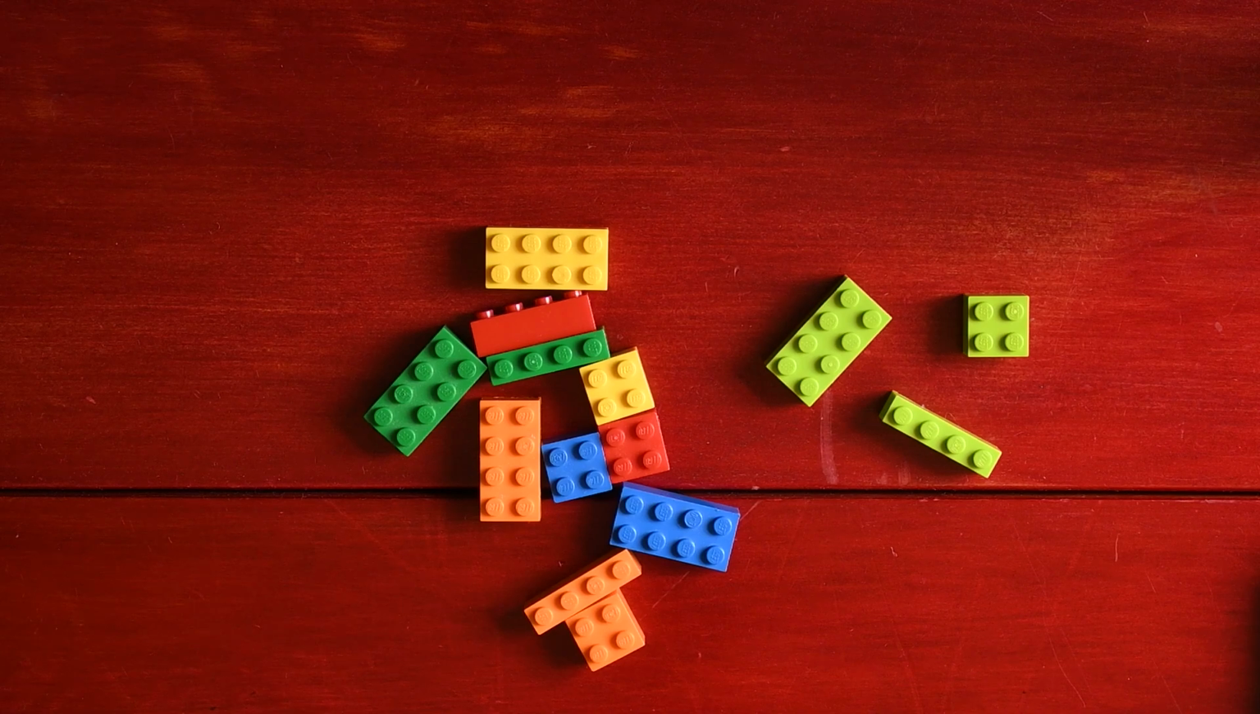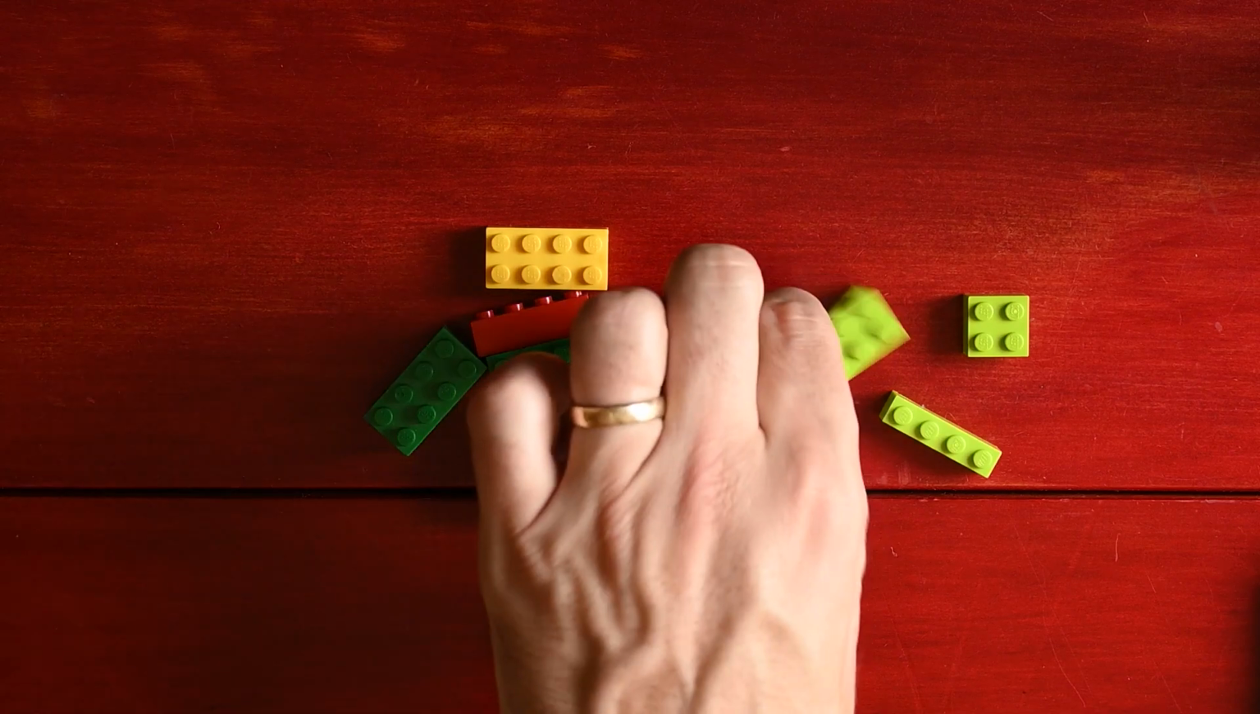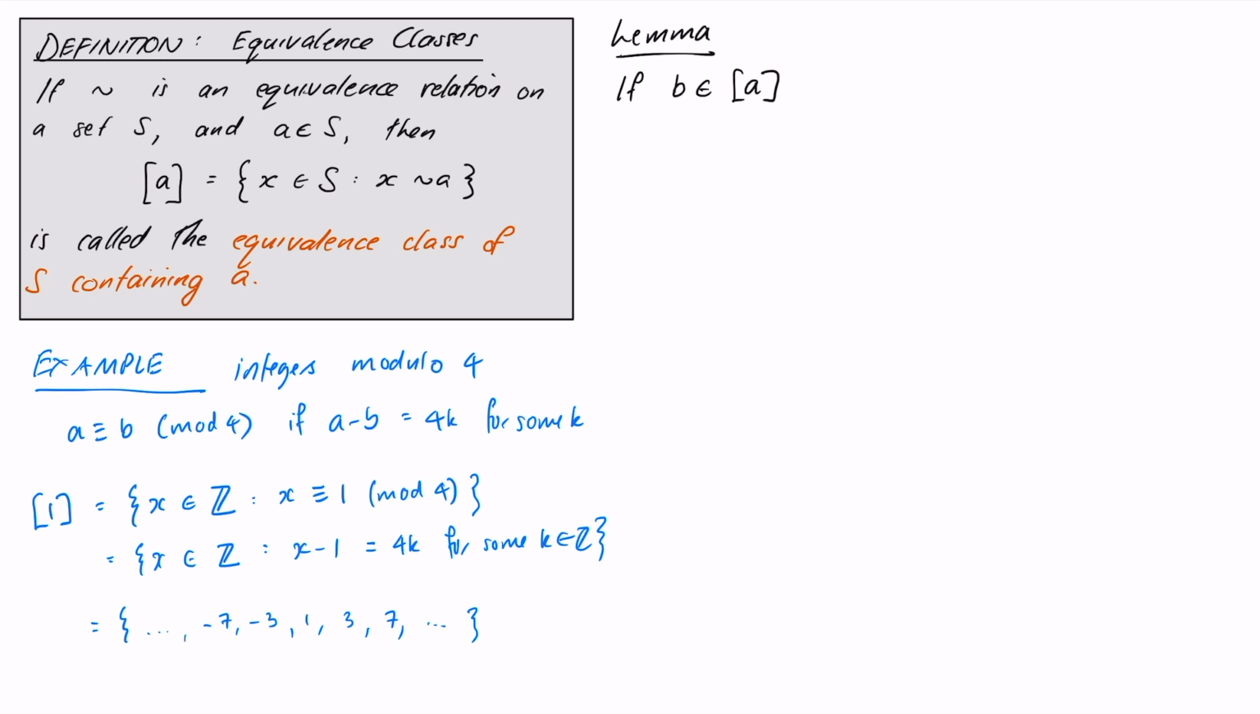So I'm going to state that as a mathematical lemma. The way we would say that is basically if I take one of my bricks from my equivalence class, then that will also give me the same equivalence class. Mathematically speaking, if B is a member of the equivalence class of S containing A, then the equivalence class generated by B is the same as that generated by A.